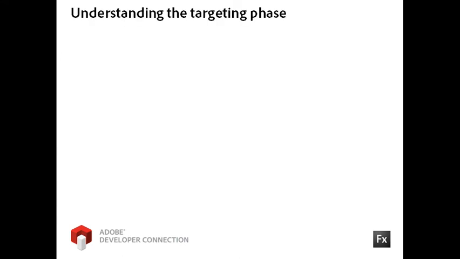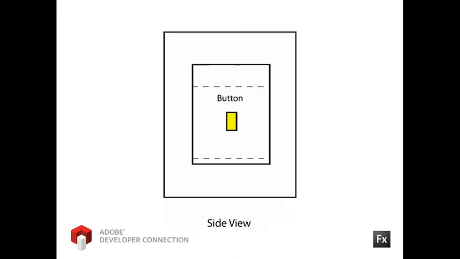The targeting phase of event propagation is the second phase and the one with which you are most familiar. It is in this phase that the application checks for listeners on the target object. In this example, the button will check for registered listeners for events, like the common click event.